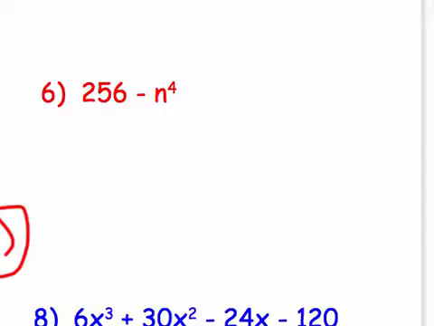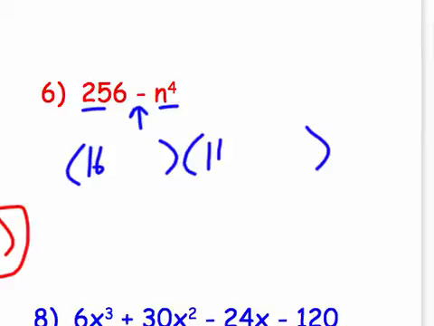That's the important part. So I have a binomial in number 6 here. Let's check and see. I got a difference. Good. Do I have squares? I might have to check it on a calculator again. In this case, 256 is a perfect square. So I can write this into a product of two binomials. And the square root of 256 is 16. Plus, minus. And the square root of n to the fourth is n squared.